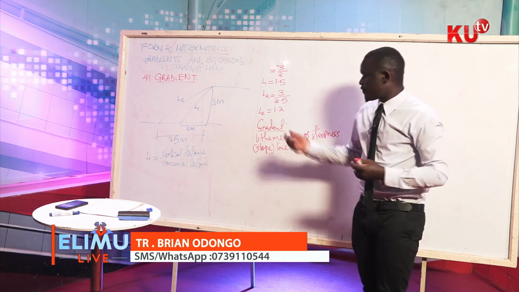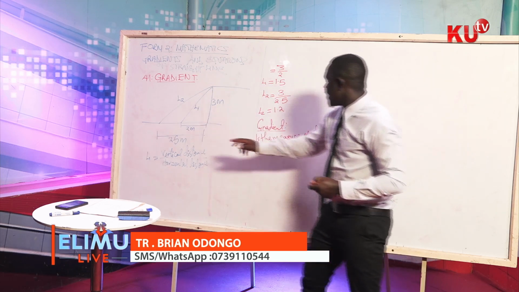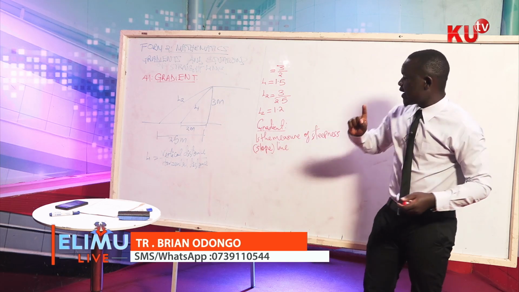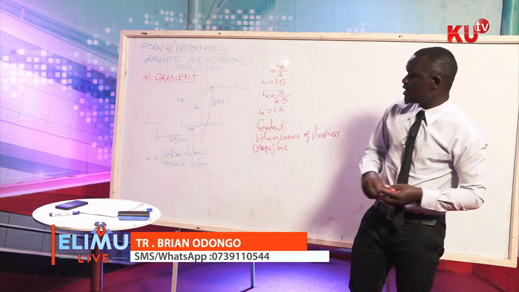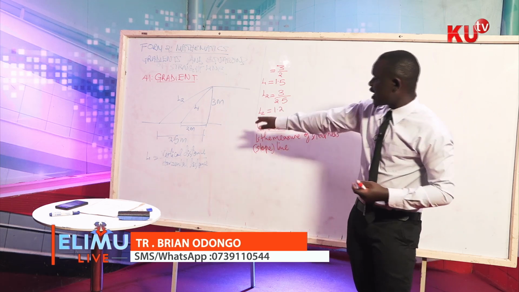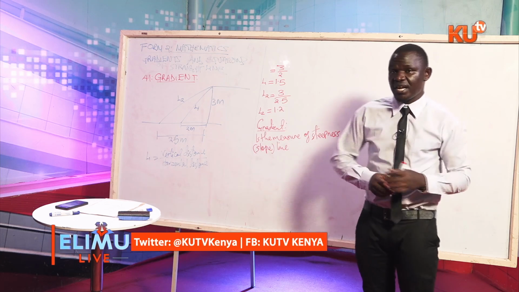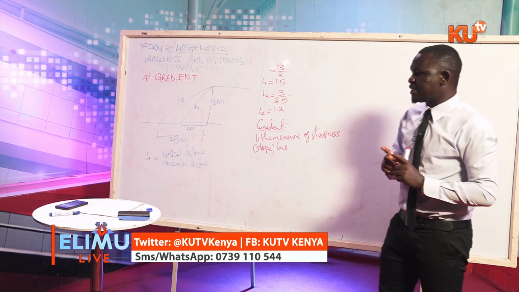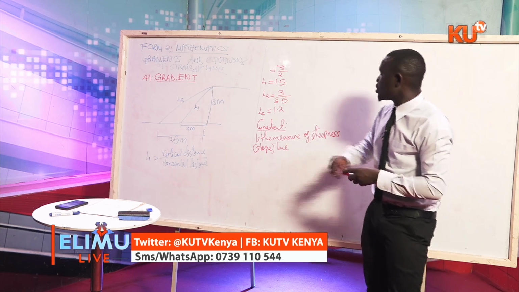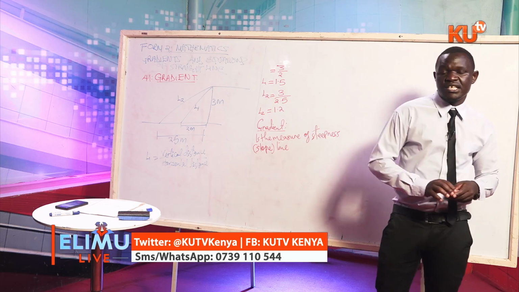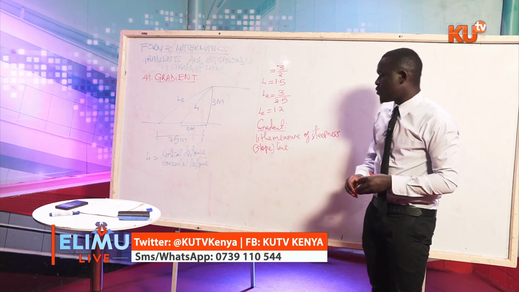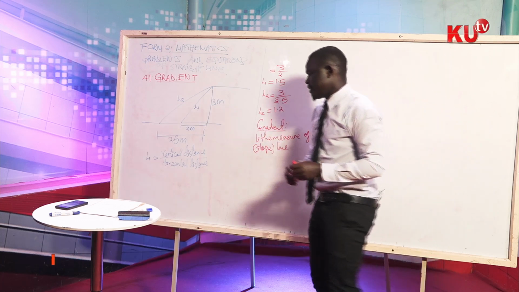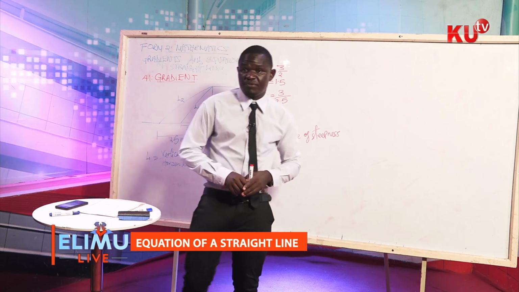Now, what do you learn from this? The steeper the line, the higher the gradient. I don't know if you've noted that. Let's compare our ladder 1 and ladder 2. You realize that ladder 1 is steeper than ladder 2. Being that it is steeper than ladder 2, it also has a higher gradient compared to ladder 2. Therefore, we say that the steeper the line, the higher the gradient, students. Are we together up to that point?